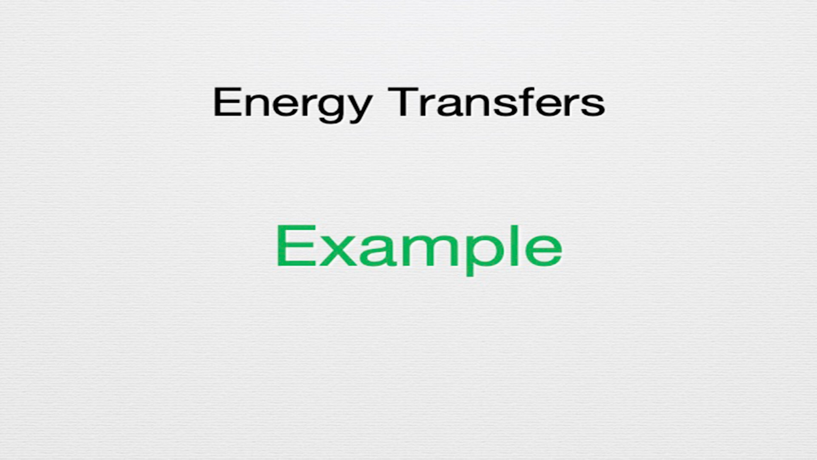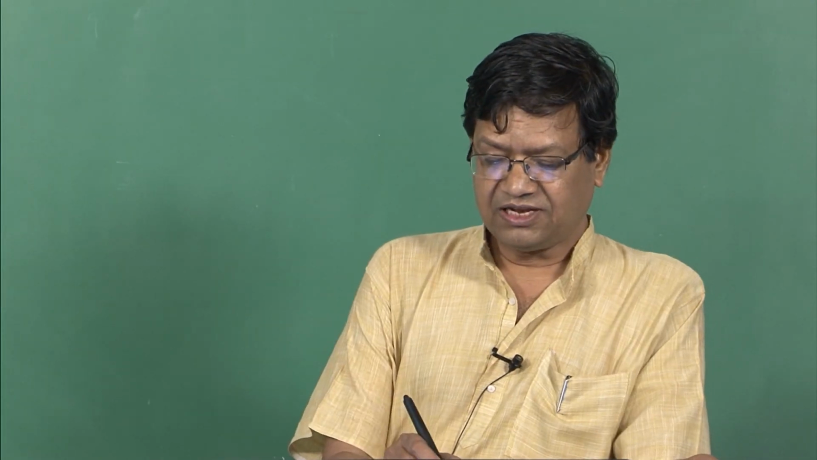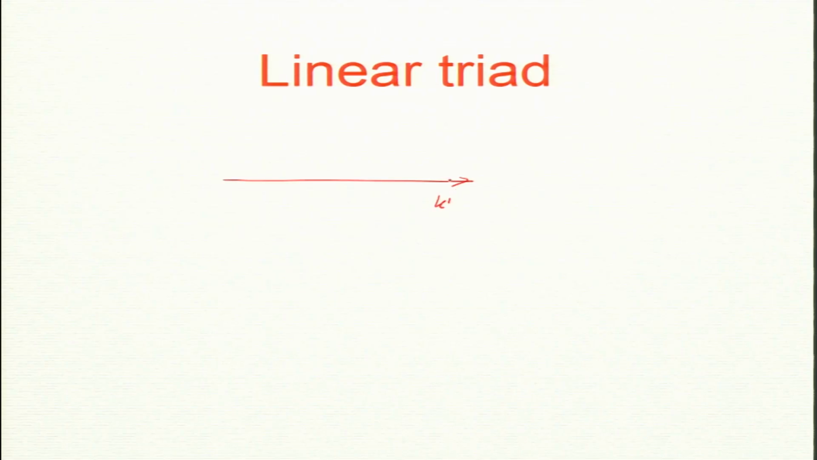So, let us look at some examples now for energy transfers. Linear triad. Imagine that we have K prime, P and Q. We can form a triangle like this. Now, what about energy going to K prime from P with Q as a helper?